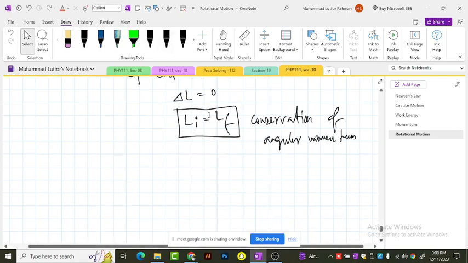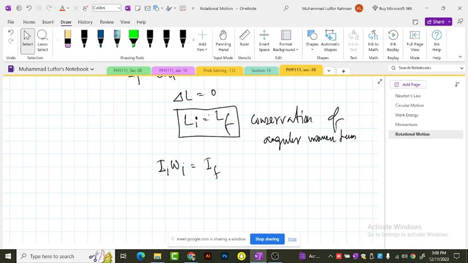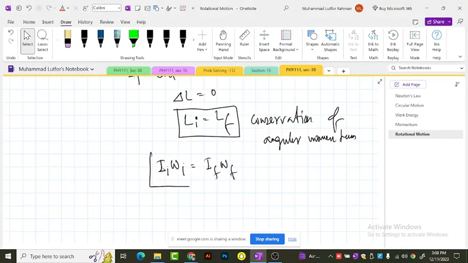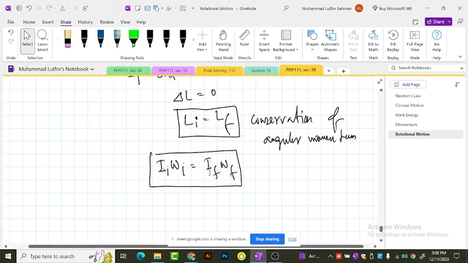Sometimes we can also write, since the angular momentum for a rigid body is L equal to I omega, Ii omega i equal to If omega f. Here the index expresses initial and final. You can write it that way. This is also known as the conservation of angular momentum. In most cases, this moment of inertia is going to be the same. It's not going to change at all, unless you change the mass or the rotational point. The moment of inertia will remain the same. All right.